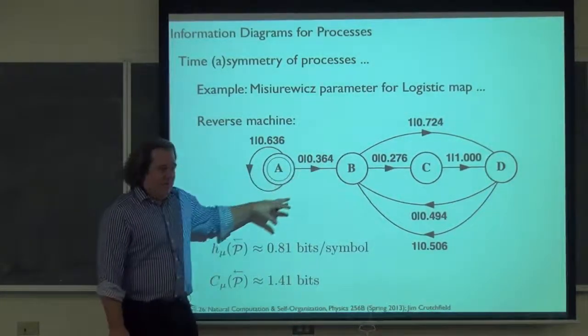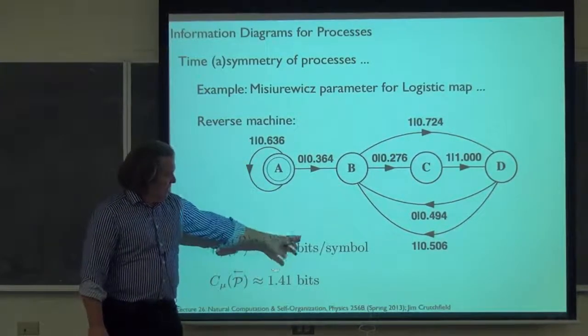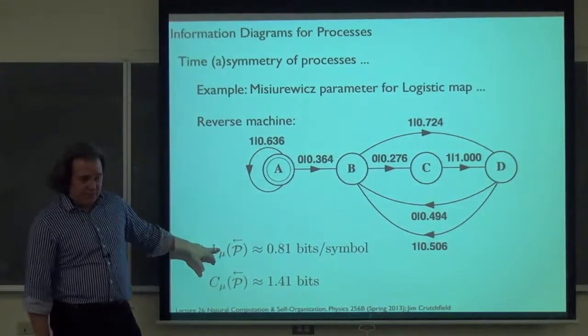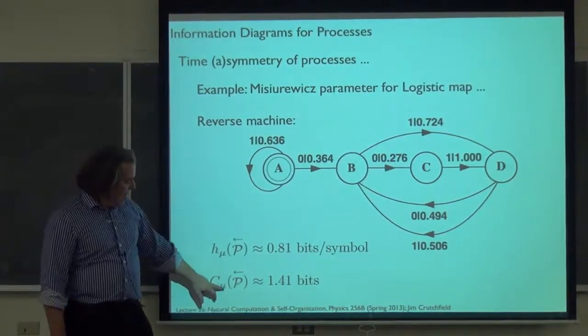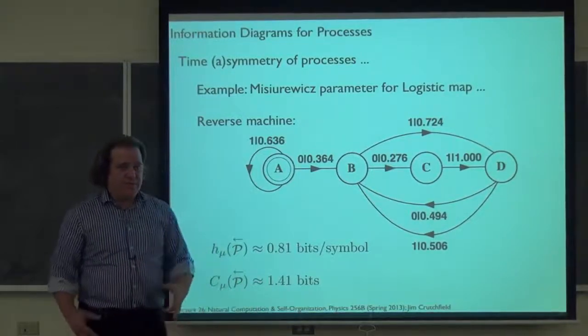Check our theorems. Go back and calculate from this. We actually get about 0.8 bits per symbol for the entropy rate, the unpredictability. But now we have P log P over three states, so we get about 1.4 bits of statistical complexity.